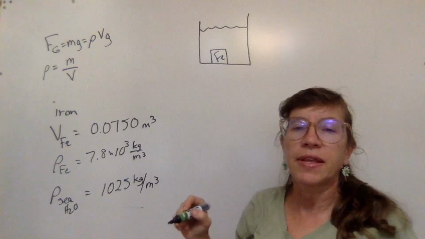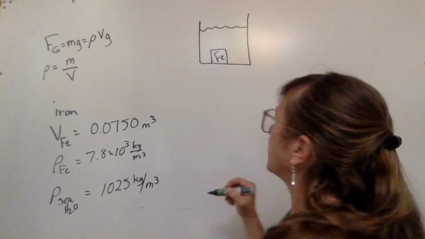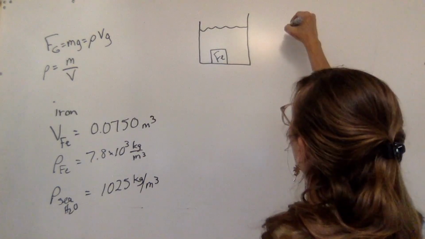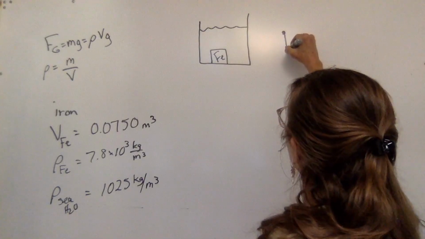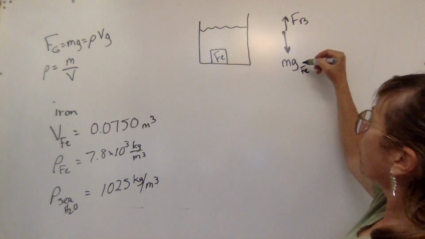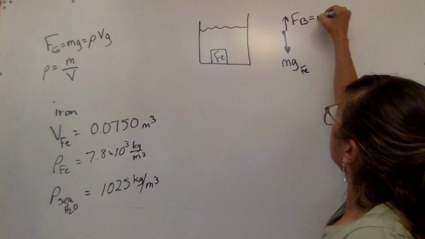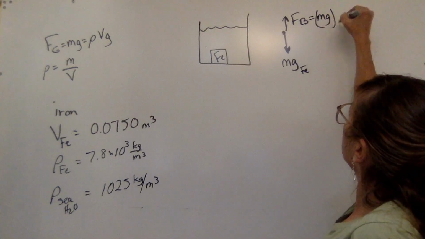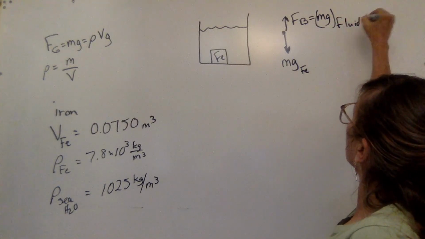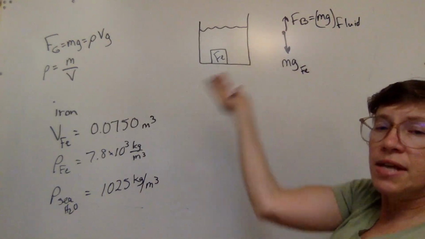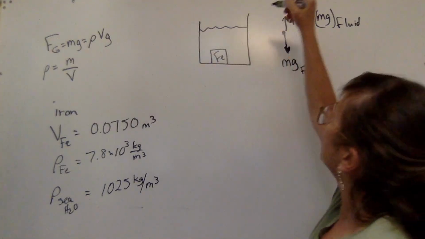We are going to once again find all of the forces that are associated with this. So step one can be drawing a free body diagram. We've got the force of gravity of the iron. We've got the buoyant force, mg of the fluid. And we've also got the normal force of the bottom of this container pushing up on it.